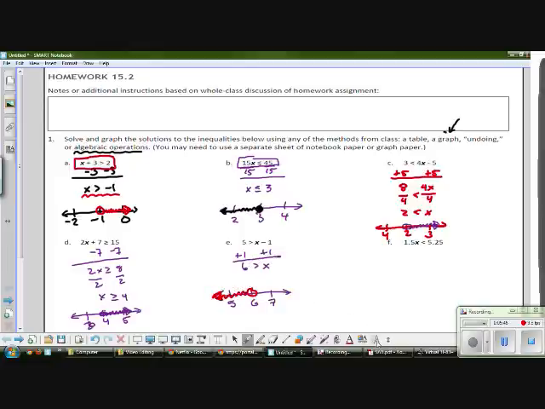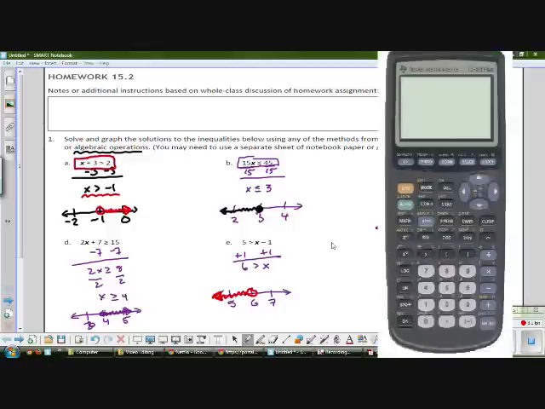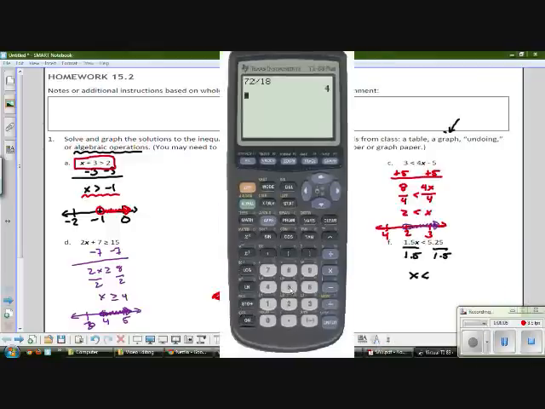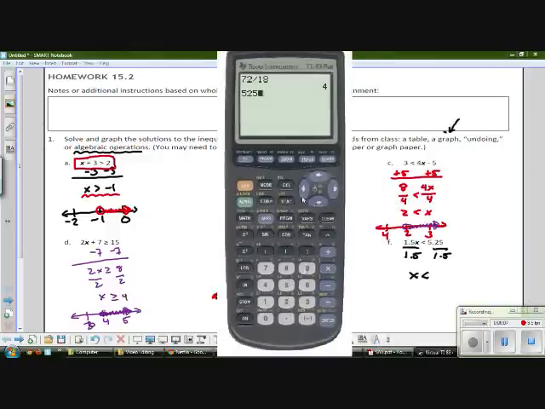Alright, so we have 1.5x is less than 5.25. So that's a multiplication problem. We'll undo it by dividing. So we have x's are less than 5.25 divided by 1.5. So we have 3.5. Get out of your calculator.